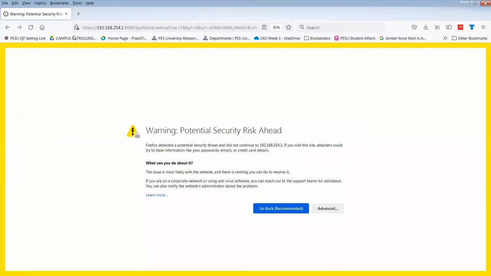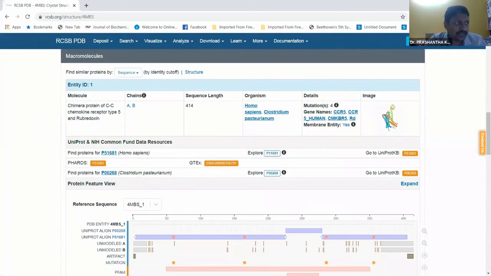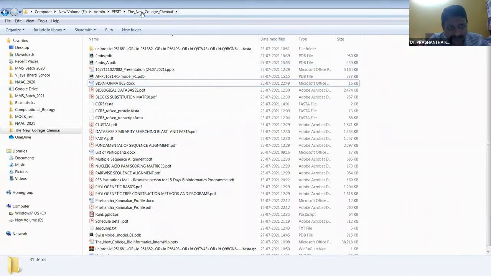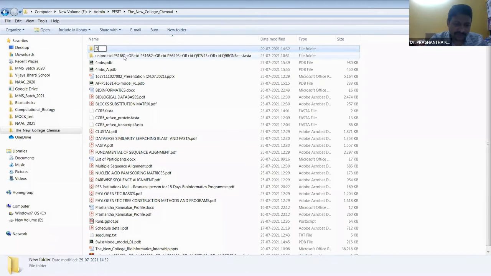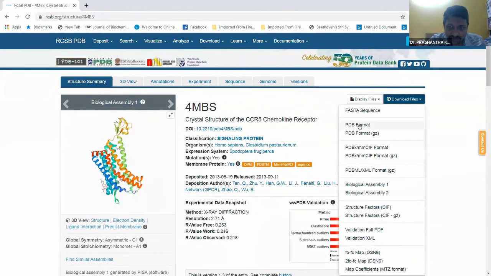Perfect. Now we will do it from scratch. You might have created a folder like the new college Chennai or workshop or whatever. So create one more folder within this called docking. We do not have anything in this particular folder, so you can do the same thing. Create it with a name of your comfort, docking, workshop, whatever. Then this is blank. The first thing we need is to download the PDB. Download this PDB file.